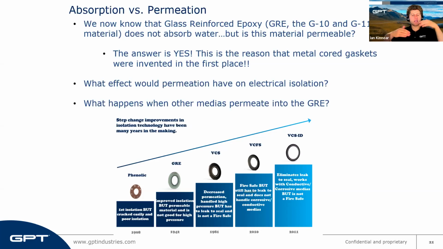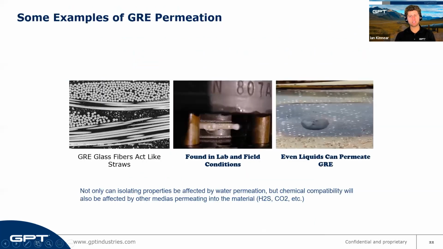And as you see, there have been step changes in technology that GPT has done and the industry has done over the years, really with permeation in mind, to decrease the permeation that these gaskets see. So we put in a steel core, put in an ID seal so that the media actually never comes in contact with the permeable material. And finally came up with a gasket that doesn't have any permeable material in it at all, which is kind of the best case scenario.